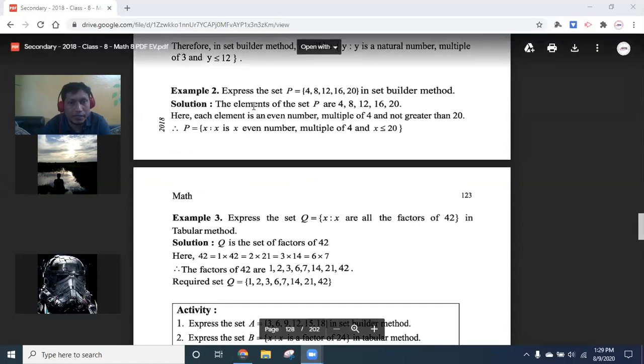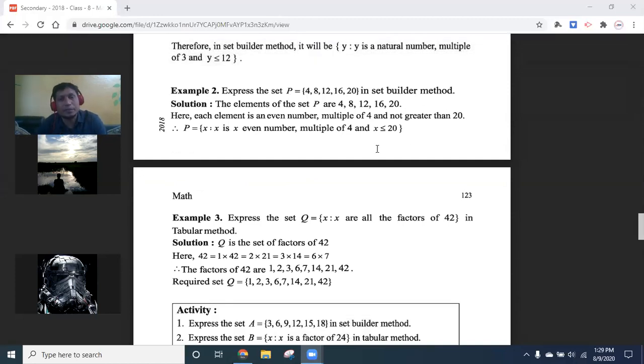Example 2 says: express the set P, 4, 8, 12, 16, 20, in set builder method. Very important for your coming exam. You must know that set P is a set where some elements are given: 4, 8, 12, 16, 20. It is in set tabular method. We have to express it in set builder form. That is, we have to convert it into characteristic form, where their character will be written.